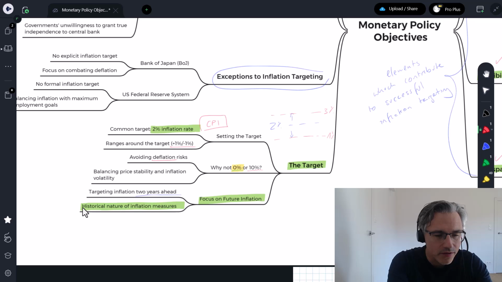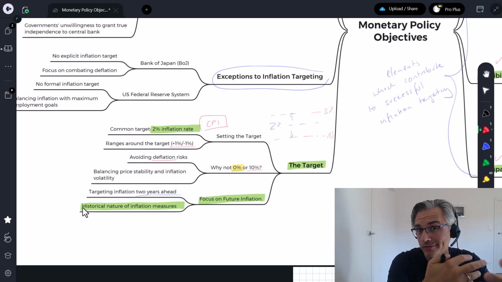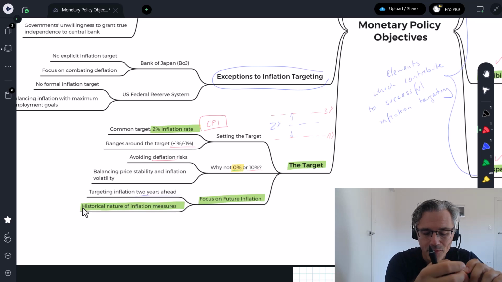So obviously the central bank decision makers, the relevant members of the relevant bodies like monetary policy committees or councils, they use a whole host of economic indicators. A lot of them should be forward-looking or leading indicators.